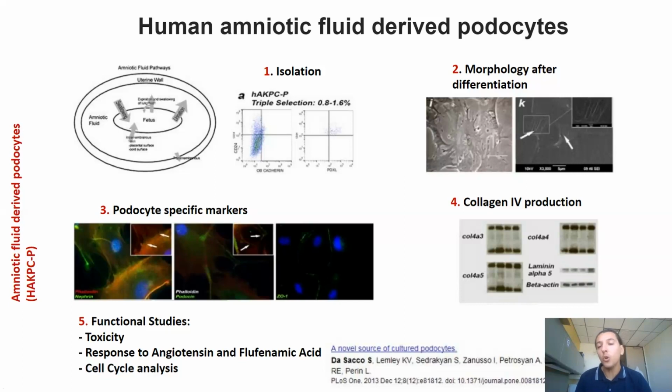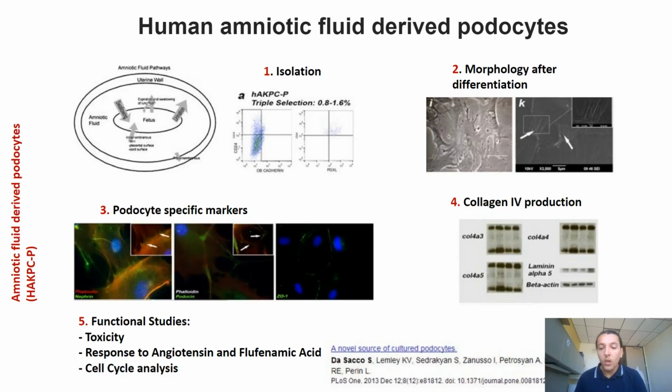And we were able to show that we can differentiate these cells and they acquire a morphology that is compatible with that of podocytes, expression of podocyte markers like nephrin, podocin, and WT1, and also, more importantly, collagen 4 production. Collagen 4 alpha 3, 4, and 5 are the main constituents of the glomerular basal membrane, and they are produced only by podocytes in the kidney. We also confirmed that these cells were really podocytes by functional studies, including response to toxicity, response to angiotensin, and cell cycle analysis.